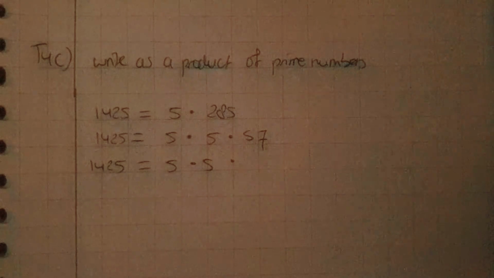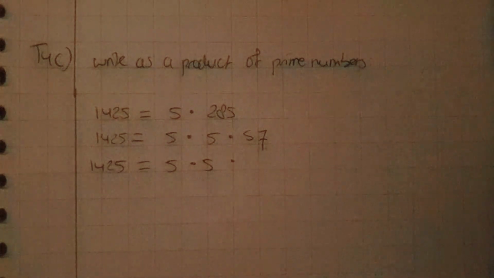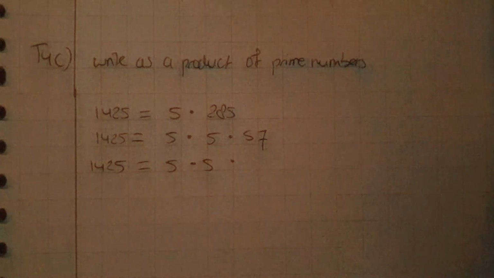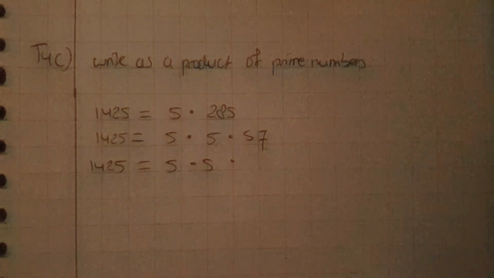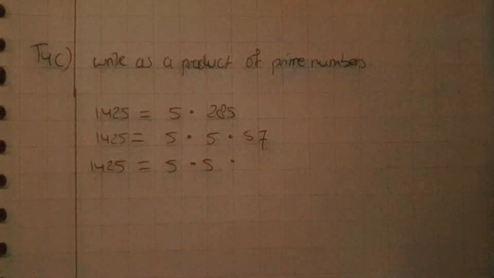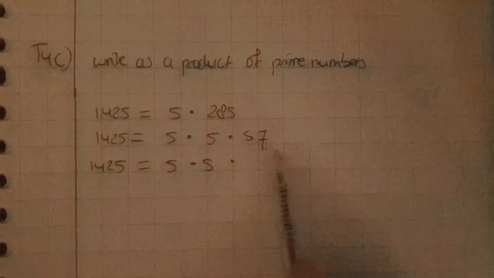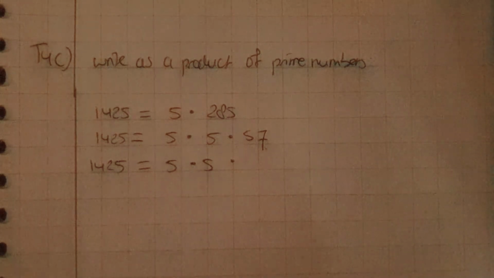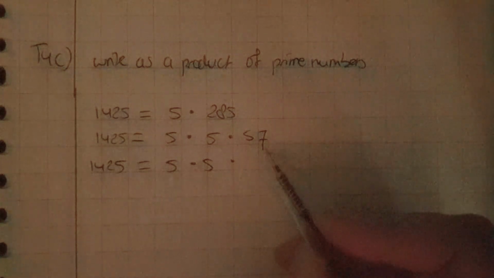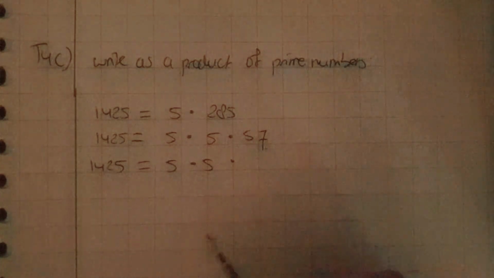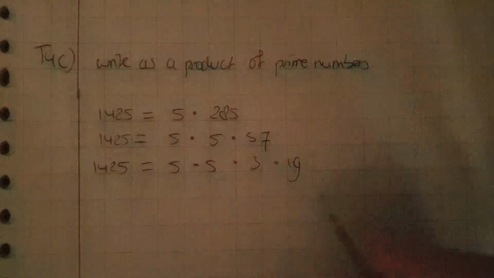Can I divide it by 2? No, because it's an odd number. Can I divide it by 3? Let's check it out. 30 divided by 3 is of course 10. 60 divided by 3 is of course 20, and this is 3 smaller than 60. So I believe that it's not 20, but 19. So 3 times 19 is 57.